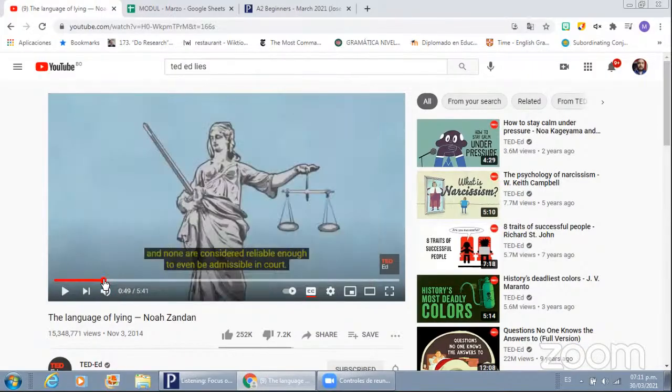And of course, the most important part is that none of those devices are going to be considered as reliable in court. So it means that if you want to prove that someone is lying and you take him to court, you cannot use these devices, right? So they don't work every time and they are not taken into account.